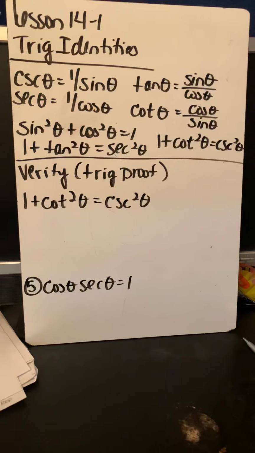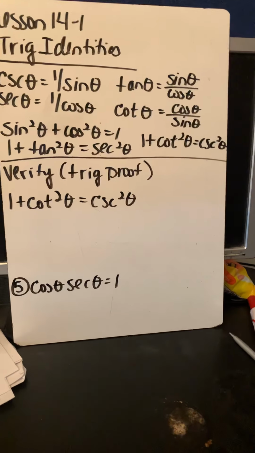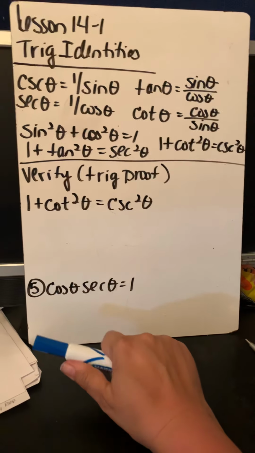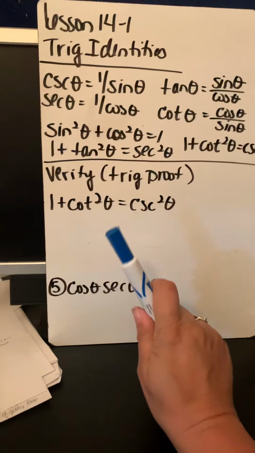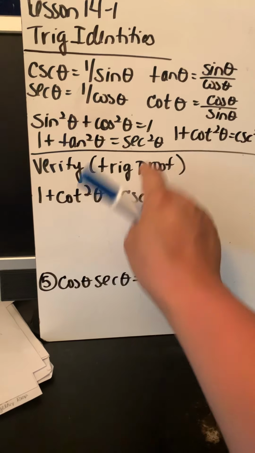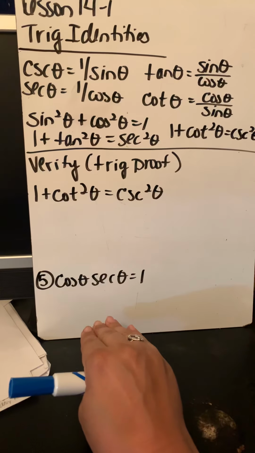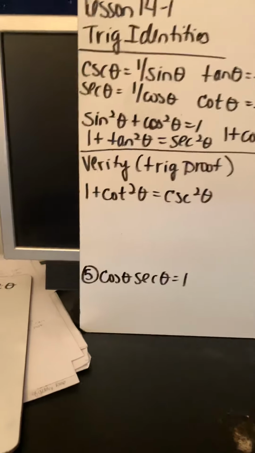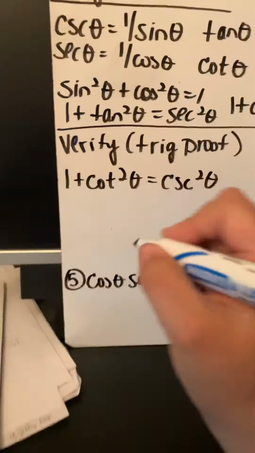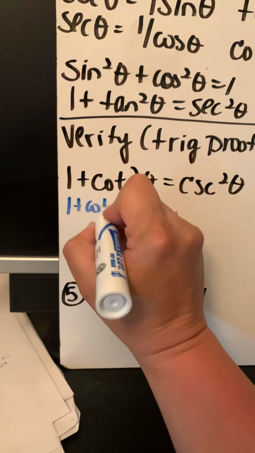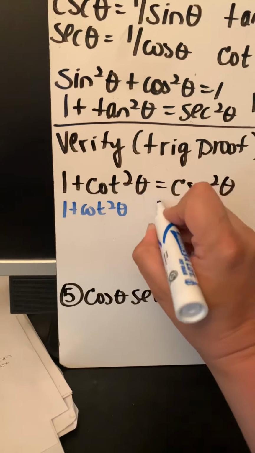Okay, so let's start off with a trig proof. I want to prove that the identity 1 plus cotangent squared theta actually is cosecant squared theta. So I'm going to ignore the left-hand side. This is the side that I should be getting as the answer when I am done with my trig proof. Okay, we're going to do a two-column proof, just like we did in geometry, just like we did in Algebra 1. So I'm going to say 1 plus cotangent squared theta is my given.